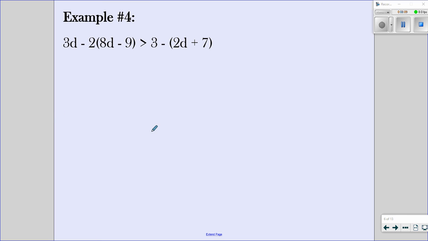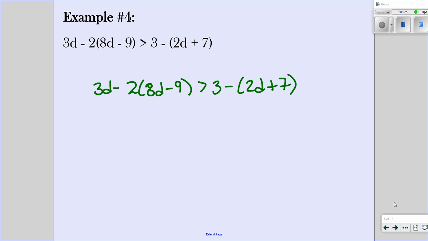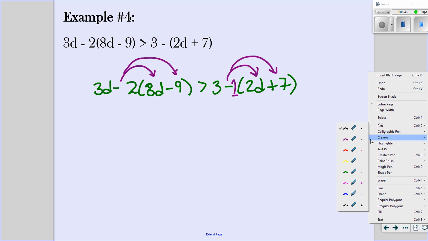This one is more involved, and you know distribution is going to happen. You see those parentheses? Distribution will happen. So I'm going to rewrite it. And then I'm going to use another color to show that I'm going to be distributing whatever is inside the parentheses. And that minus in front of the parentheses, that's our invisible 1. So I'm going to put that 1 there. All right, now I can start distributing.